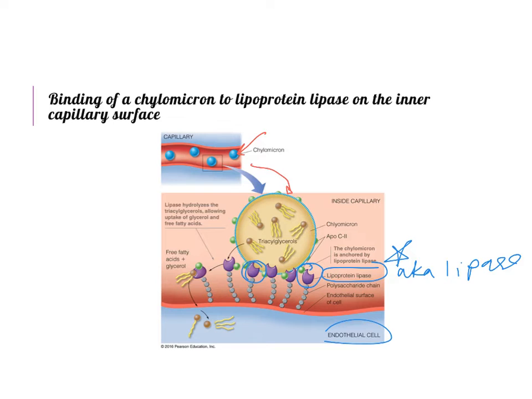So, as you can see, the lipase recognizes the chylomicron, and then the enzymatic function is to take the TAG, the triacylglycerol, and break it into the individual acyl tails, or fatty acids, and glycerol.